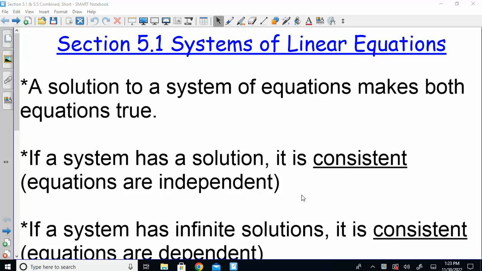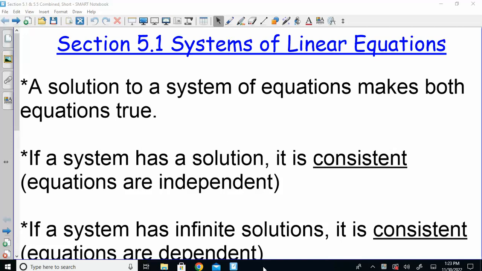You've done that before. Hopefully you remember that's when you have more than one equation at a time. So you have multiple variables you're solving for. When you are looking for the solution, you're looking for what makes them both true. If you get an answer, so if it can be solved, that's consistent. If it can't be solved, that's inconsistent.